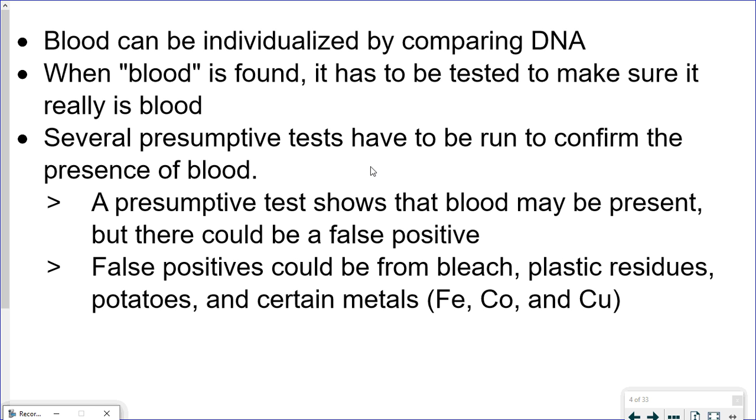So remember we talked about presumptive tests in our toxicology unit. There's a test, normally a color change, that shows that blood should be present. So it shows that blood might be present, but we can end up with a false positive. Just remember, false positives can be from things like bleach, plastic residues, potatoes, and certain metals like iron, copper, and cobalt. So just because that presumptive test shows up positive does not mean 100% that blood is present.